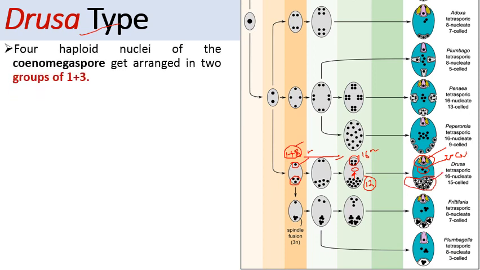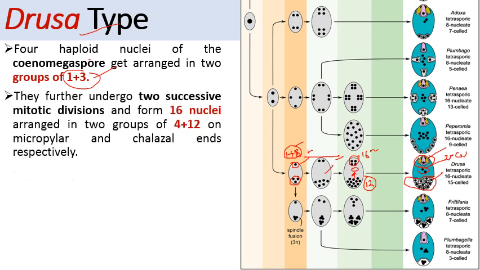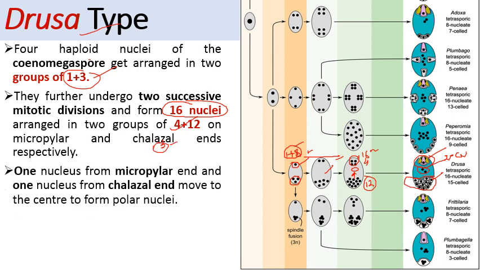So the 4 haploid nuclei of the megaspore get arranged in 2 groups, that is 1 plus 3, that we can see in this image. They further undergo 2 successive mitotic divisions and result in formation of 16 nuclei arranged in 2 groups of 4 plus 12. 4 are present on the micropylar end and 12 are present on the chalazal end. 1 nucleus from the micropylar end and 1 nucleus from the chalazal end will move to the center and form polar nuclei. That will be 2n after fusion.